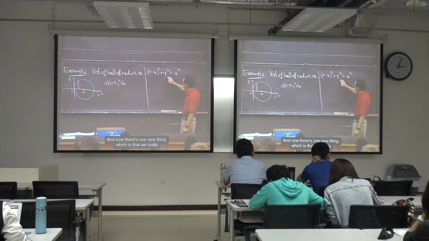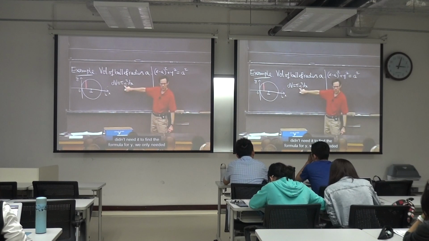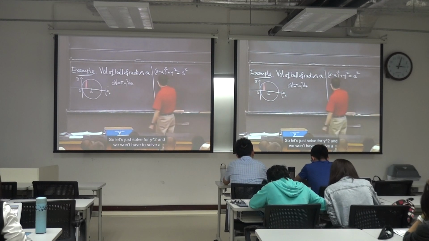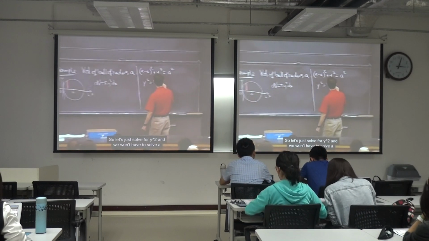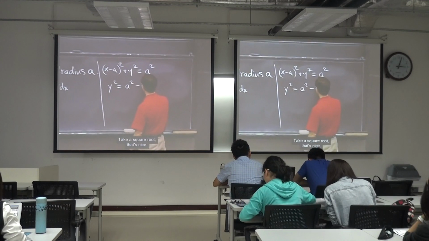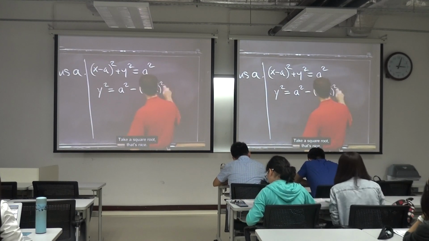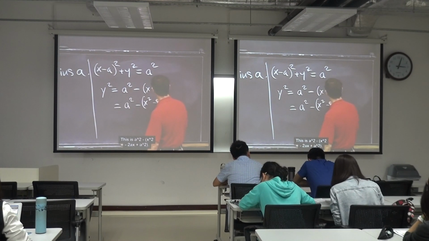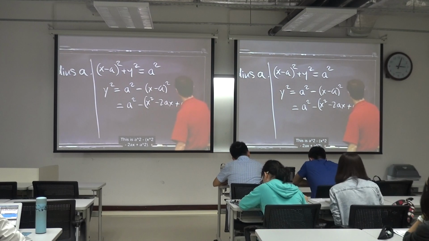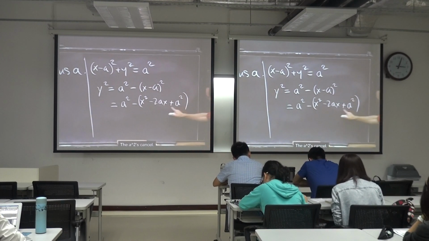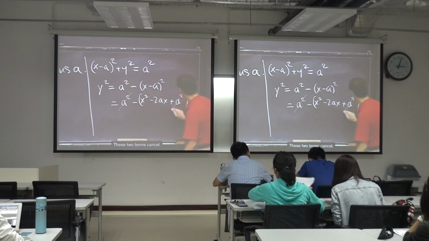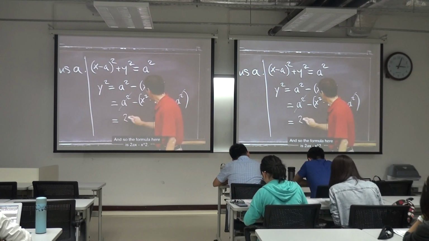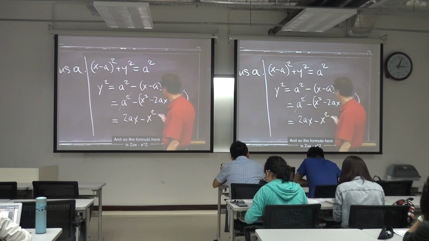And now there's one nice thing, which is that we really didn't need to find the formula for y, we only needed to find the formula for y squared. So let's just solve for y squared, and we won't have to solve a quadratic, or take a square root. That's nice. This is a squared minus x squared minus 2ax plus a squared. The a squareds cancel. These two terms cancel. And so the formula here is 2ax minus x squared.